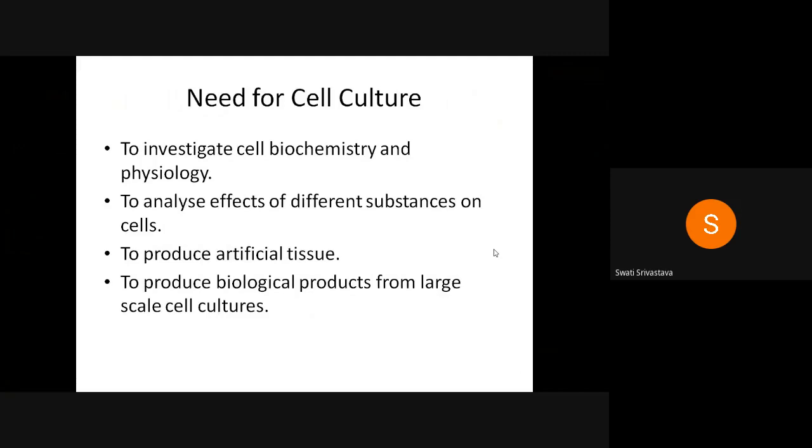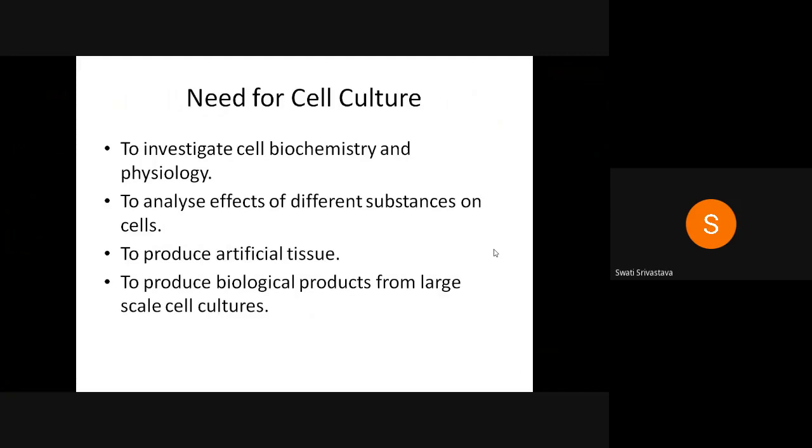Next is to produce artificial tissue. Now, why artificial tissue? You are hearing so much of organ transplants today, skin grafts and all that. But why do people need to do it? Because of some kind of disease condition. People are trying to hold back the aging process. People are trying to heal disease conditions. So, all for that purpose, you need transplants. You need to grow artificial tissue.